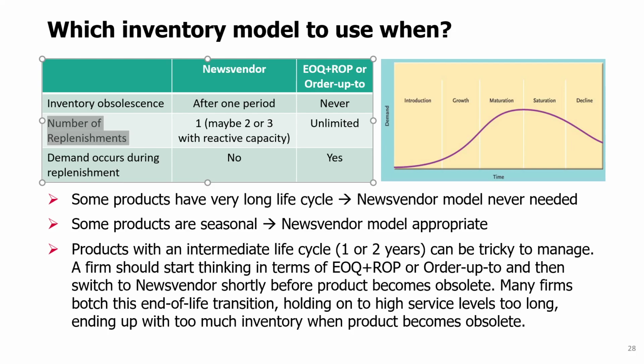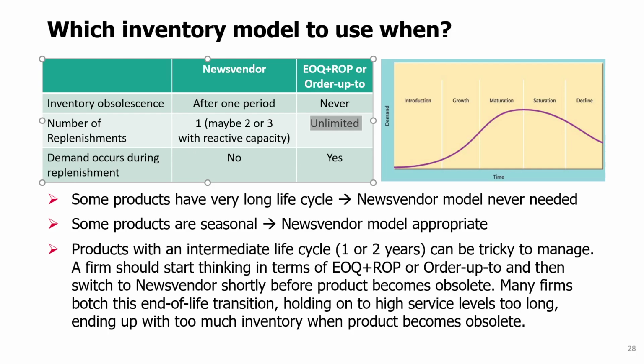Number of replenishments: in the newsvendor, we assumed 1. If we had reactive capacity, there could be 2 or 3, some additional opportunities to order. In the long life cycle product models, the number of replenishments is unlimited. There's always going to be a next day or next week, next period when we will be able to replenish again.